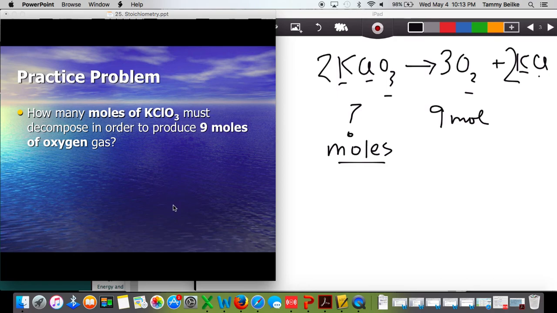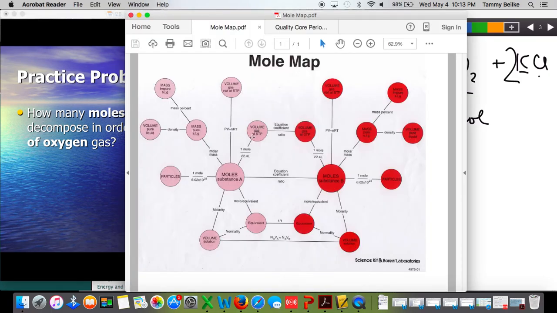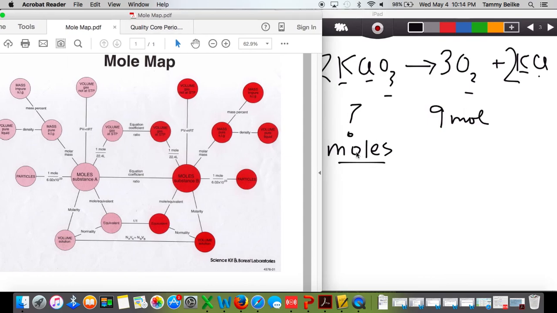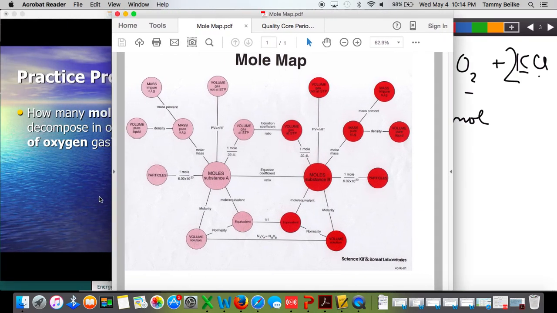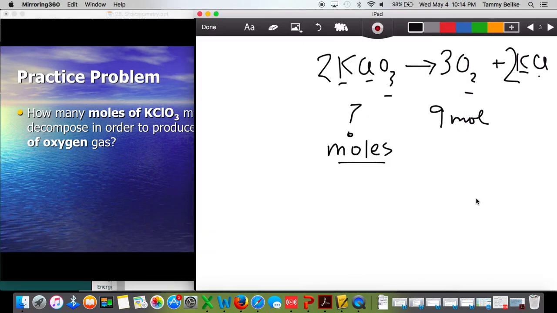Alright, well, if I go back to my factor, or my pretty little mole map, I know that I am going from moles to moles. So I'm going from here to here. The only conversion factor is my equation coefficient ratio, aka mole ratio. So what should I do? I'm going to take the number I start with, this 9 moles.